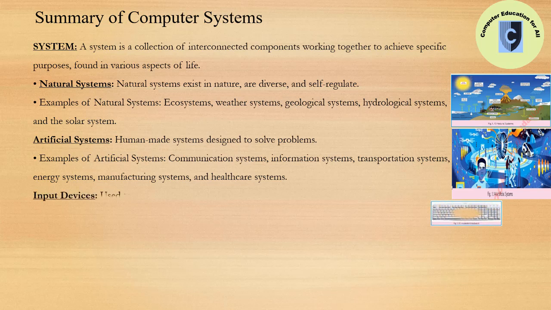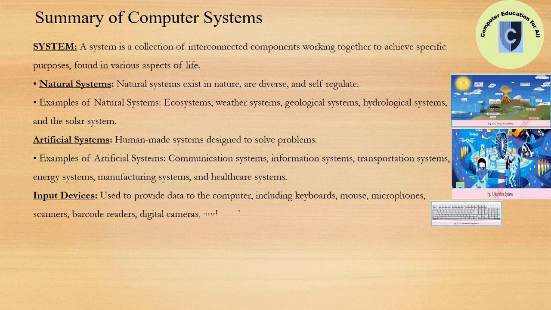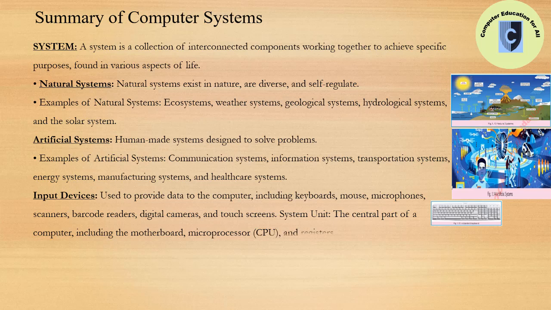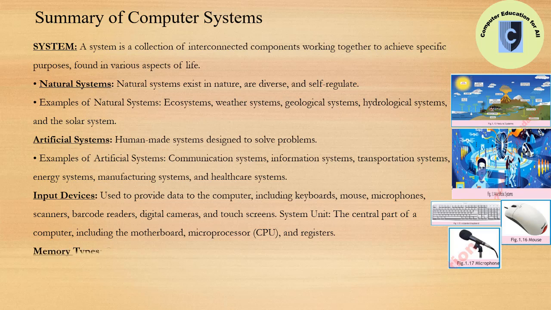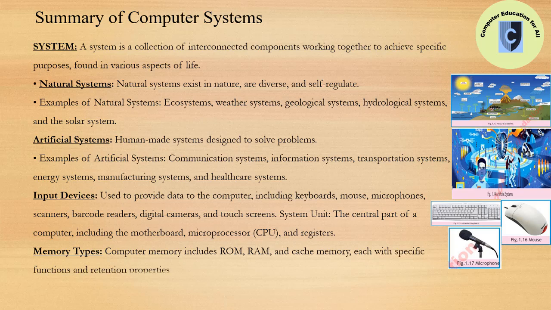Input devices. Used to provide data to the computer, including keyboards, mice, microphones, scanners, barcode readers, digital cameras, and touch screens. System unit. The central part of a computer, including the motherboard, microprocessor, CPU, and registers. Memory types. Computer memory includes ROM, RAM, and cache memory, each with specific functions and retention properties.